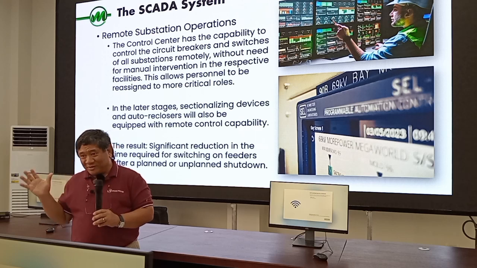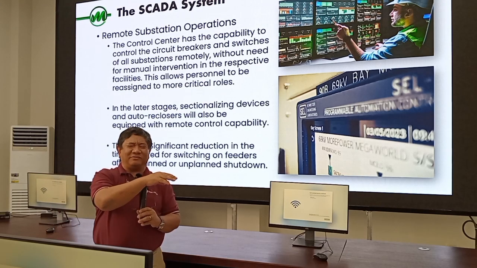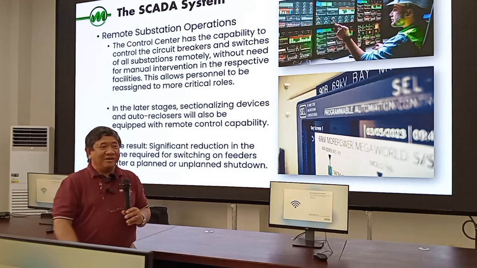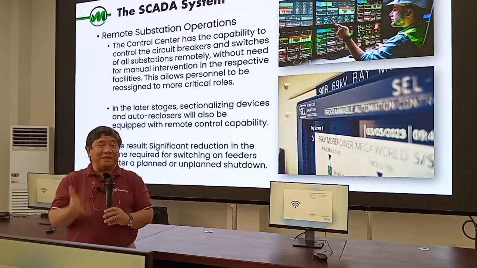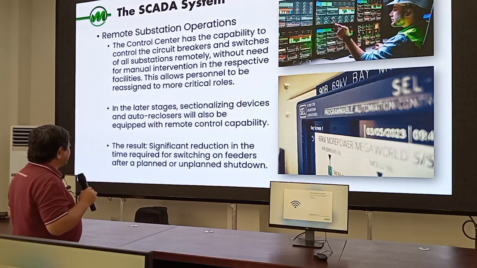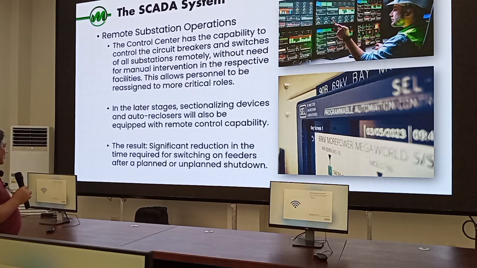So ngayon, that system that was in Meralco, and actually not only in Meralco, that should be the standard actually, is what our system here is right now on the interim. And we are actually going a step forward by now having this SCADA system. So the result is a significant reduction in the time required for switching on feeders after planned or unplanned outages. Next.